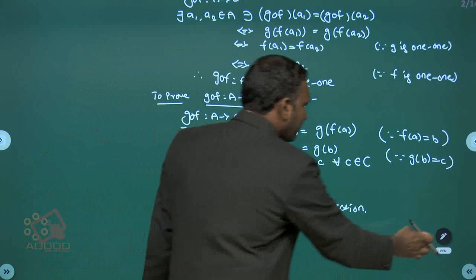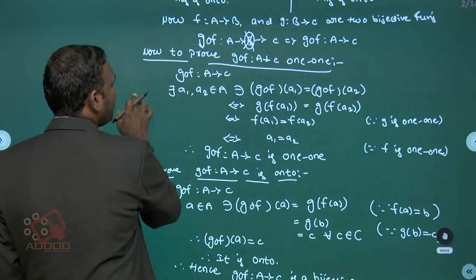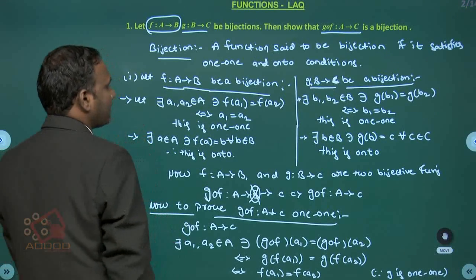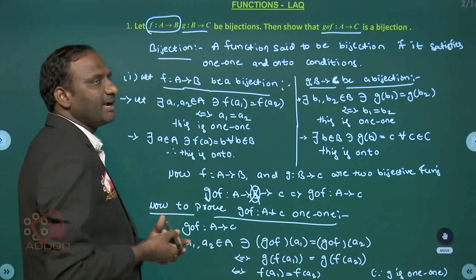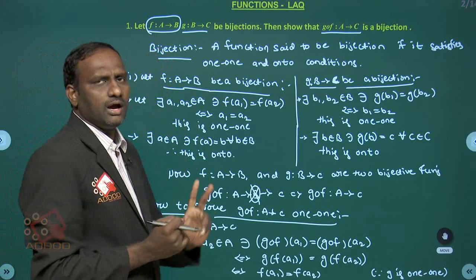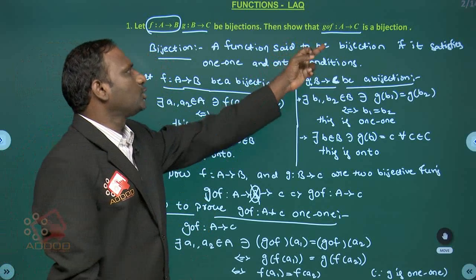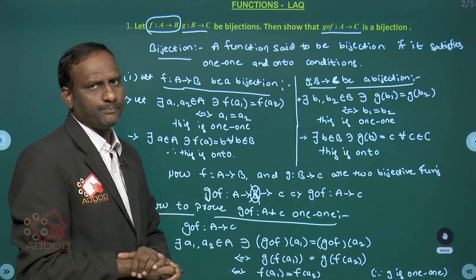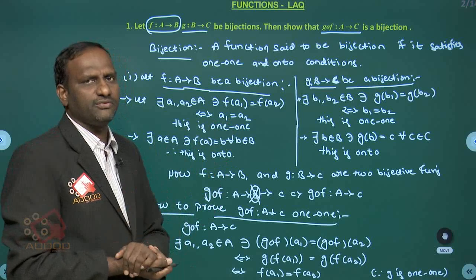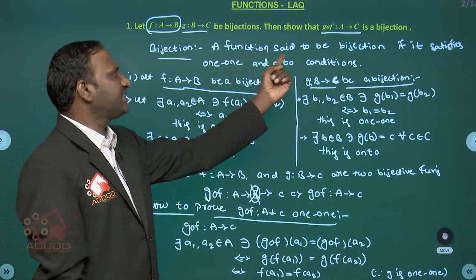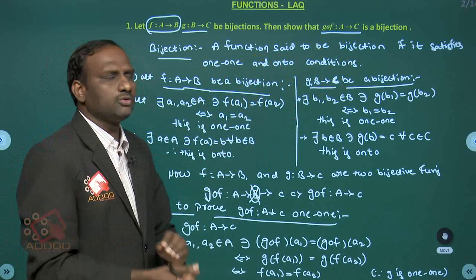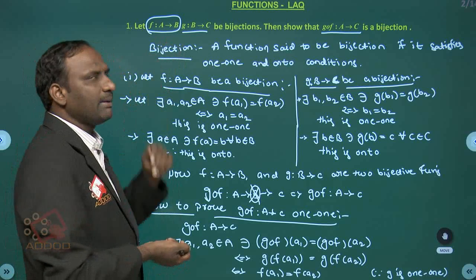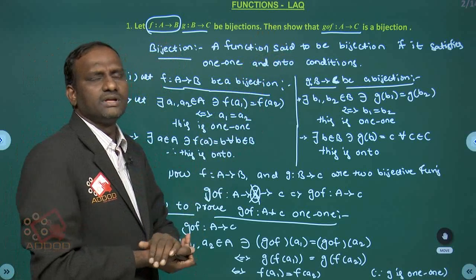Let me explain this theorem once again, because this is the most important theorem. Look here: F is a mapping from A to B and G is a mapping from B to C, and they are two bijective functions. Then we are asked to prove G circle F from A to C is also a bijection. For that, first we need to know the bijective function. A function is said to be a bijection if it satisfies the one-one and onto properties. Here F is a mapping from A to B, a bijection, as given in the statement.